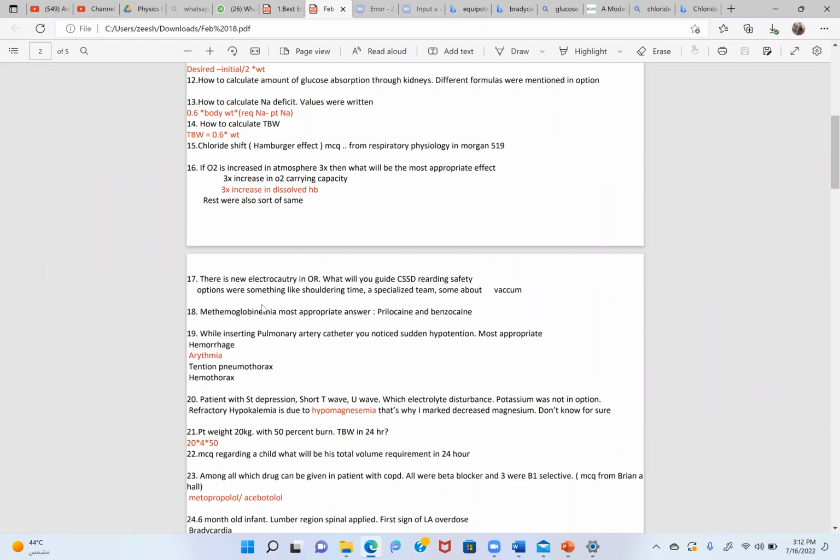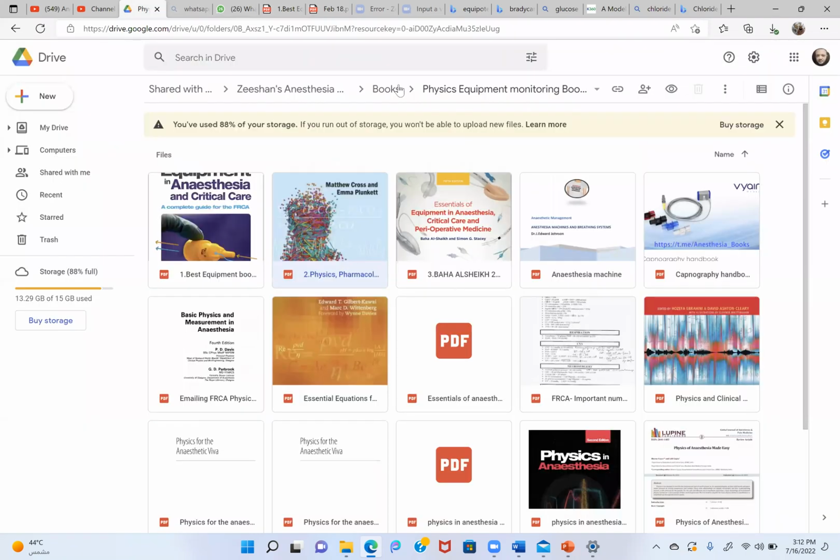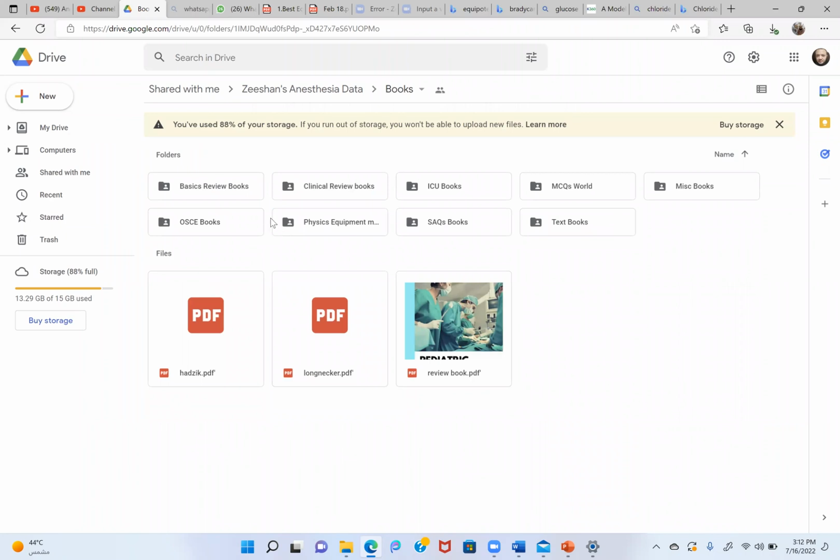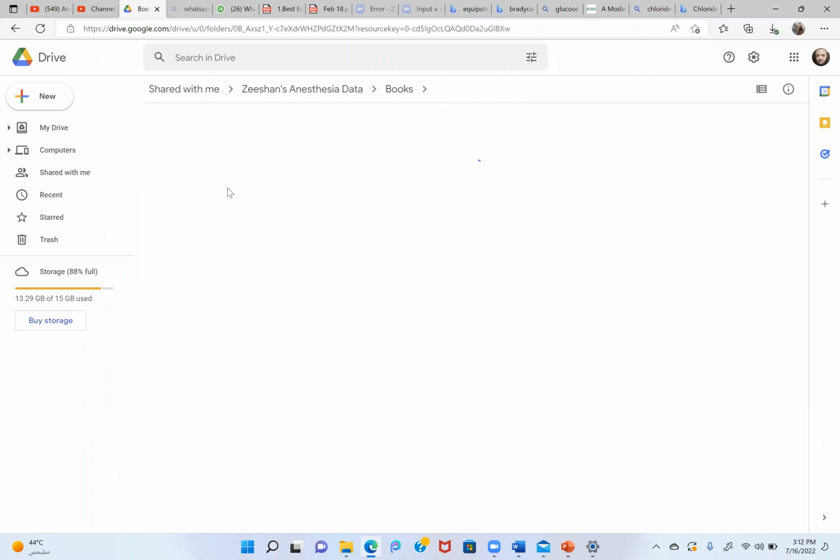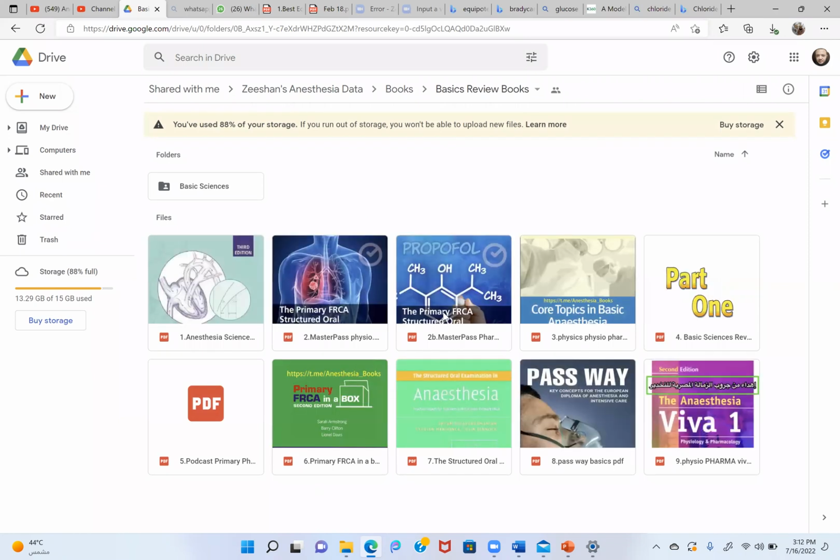Okay. There is a new electrocautery in the OR. What will you guide CSSD regarding safety? I have no idea about it. Some about electrocautery. What are the points you should be knowing about diathermy? We should be knowing about the types of diathermy, how many types of diathermy there are, monopolar or bipolar. Very good. We should know the working principle of the diathermy, that the current is dispersed, like the density at the point of giving the current is very large, and then it travels through the body.